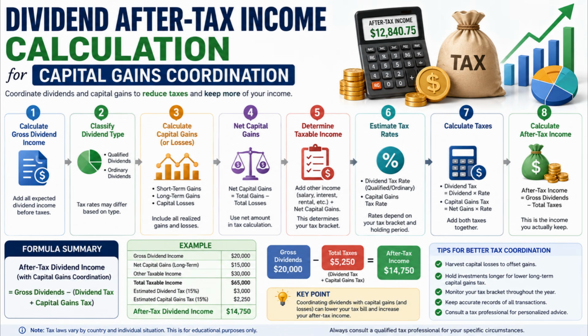Moreover, coordinating dividends with capital gains and losses can improve tax planning. For example, harvesting capital losses may help offset gains. Holding investments longer may reduce tax pressure in some systems. Monitoring tax brackets throughout the year can also help avoid unexpected tax increases. At the same time, investors should keep accurate records of all dividend payments, investment purchases, sales, gains, losses, and tax documents. Good records make the calculation easier and reduce the chance of mistakes during tax filing.